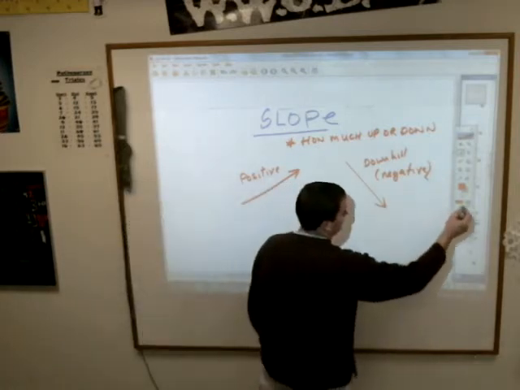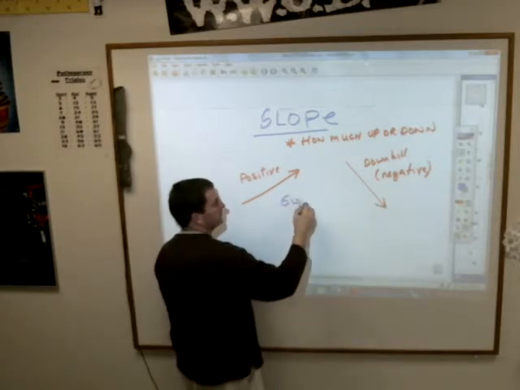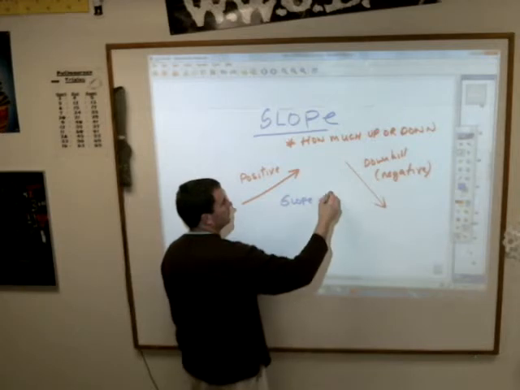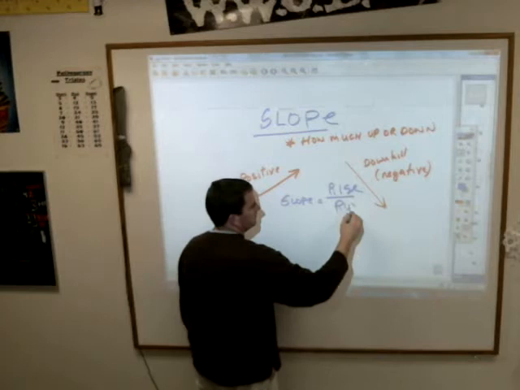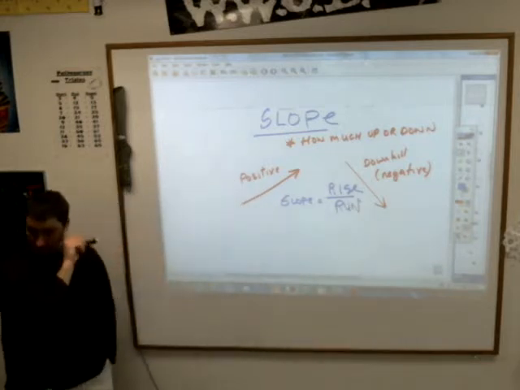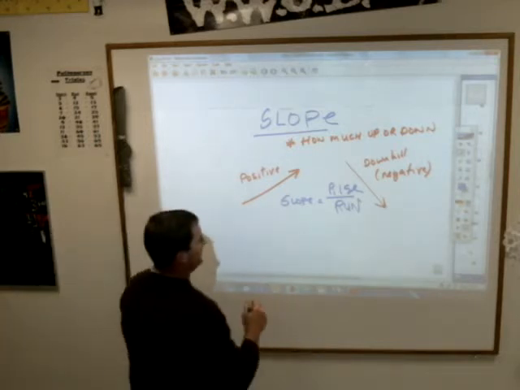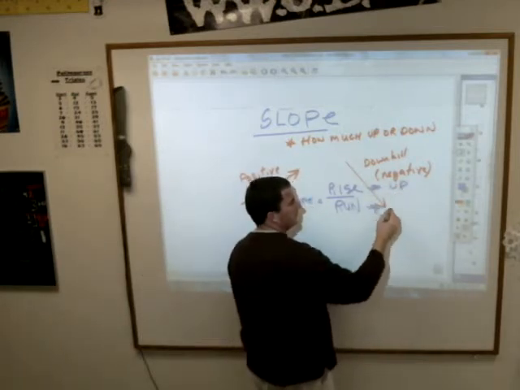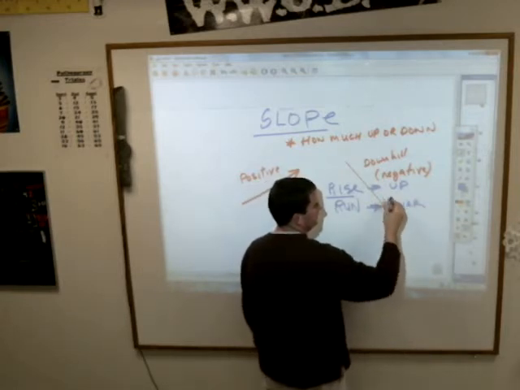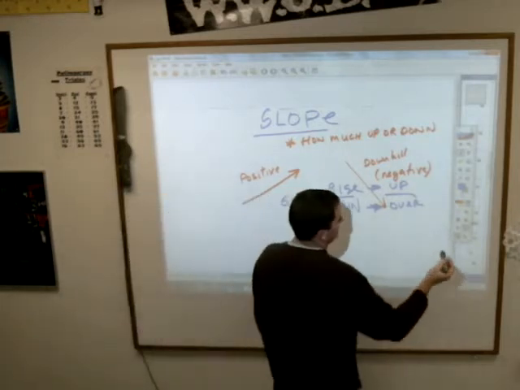Now, the mathematical way to find slope is this. Slope equals the rise of something over its run. Give you a chance to write that. The rise of something over the run of something. What that really means is the rise is how far up something goes over how far over it goes. Up, over, over.